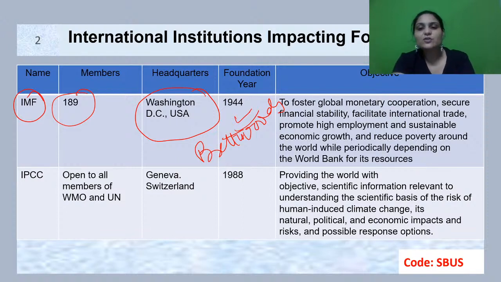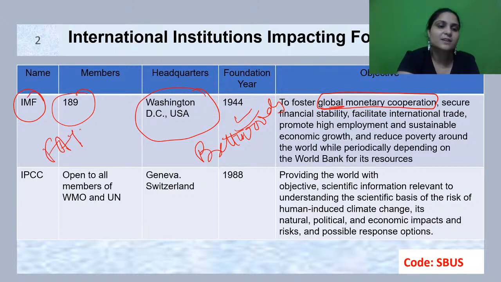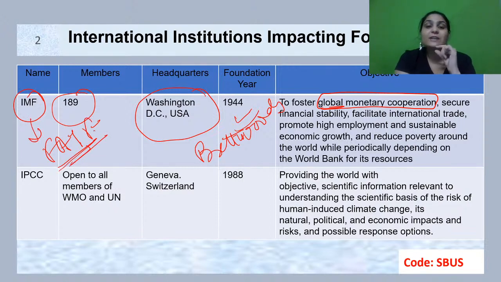The IMF's major agenda is to foster global monetary cooperation. In fact, the Financial Action Task Force is an initiative of the IMF. The Financial Action Task Force curbs funding to terrorist organizations, and that's why this organization is very, very important. The other agenda of the IMF is financial stability, facilitating international trade, and promoting high employment and sustainable economic growth. All right, along with reducing poverty, for which it depends on the World Bank for its resources.